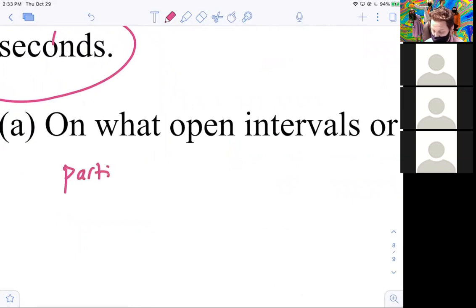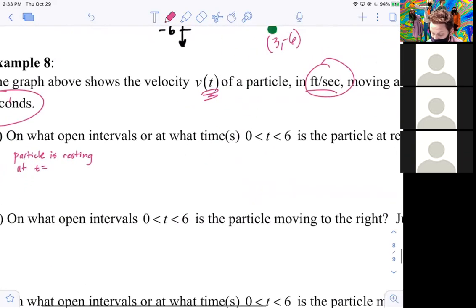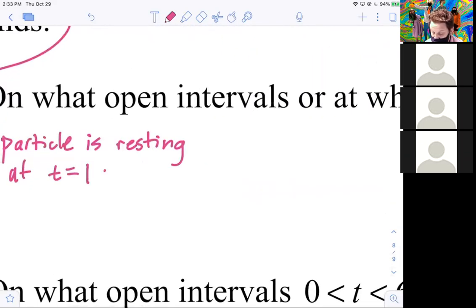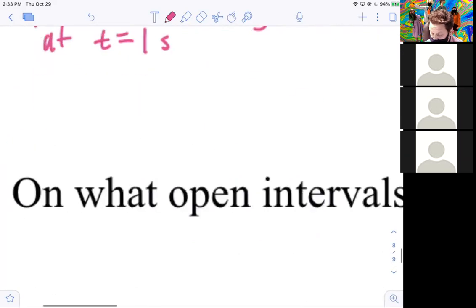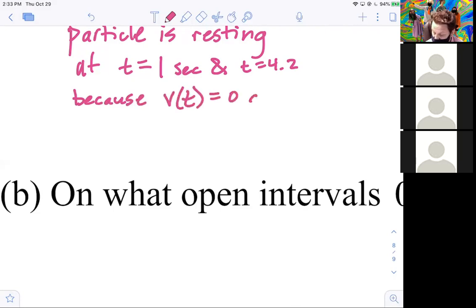Particle is, can we say resting instead of at rest? That's kind of cute, isn't it? The particle is resting. Shh, answer quietly. At t equals, oh, I forgot again. 1 and 4.2, okay. At t equals 1. Is it seconds or hours? I've got seconds, okay. At t equals 1 second, and at t equals 4.2 seconds. Because it said to justify, so because v of t equals 0 at these times.